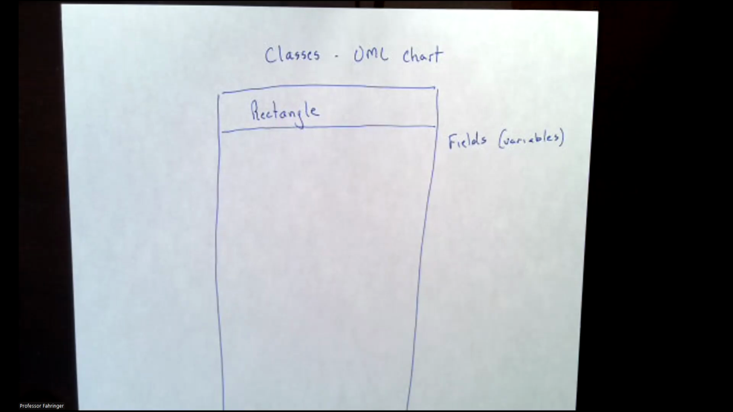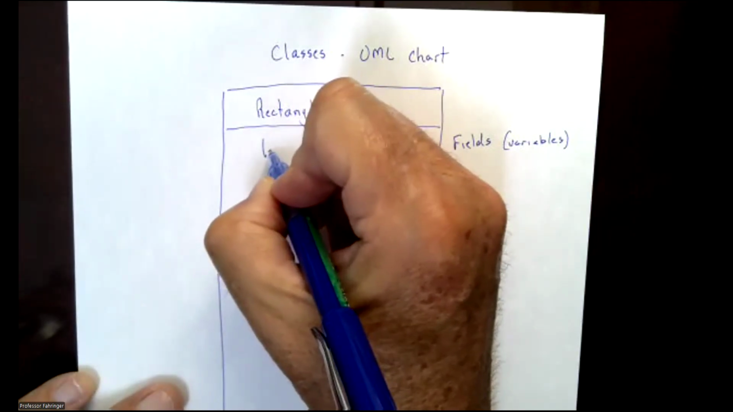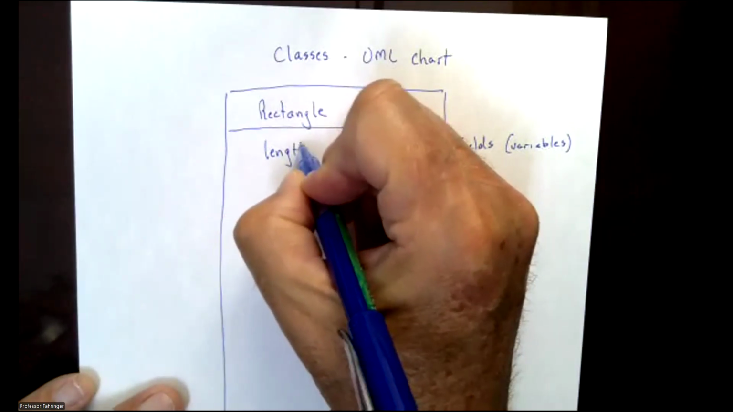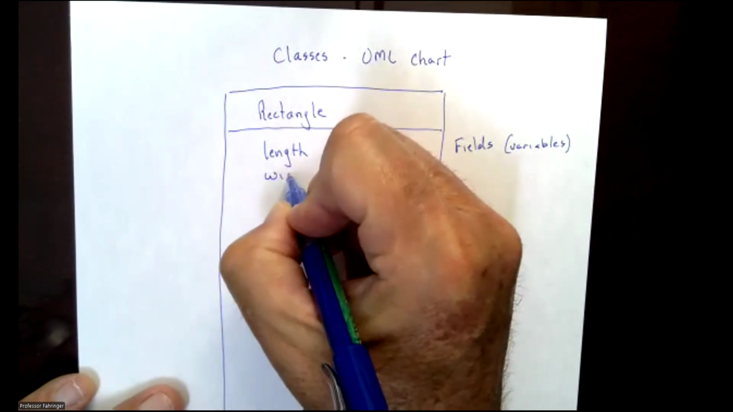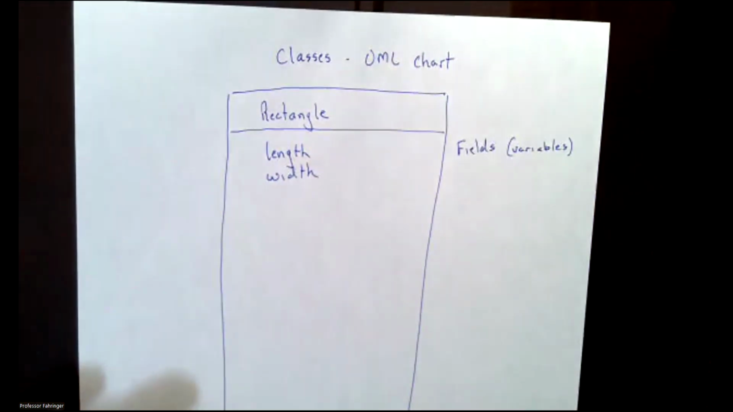The dimensions. Yeah, you need to know the length, the width. What about area? Would area be a field? Daniel, you have to talk to me now. Would area be a field? Yes or no? No.